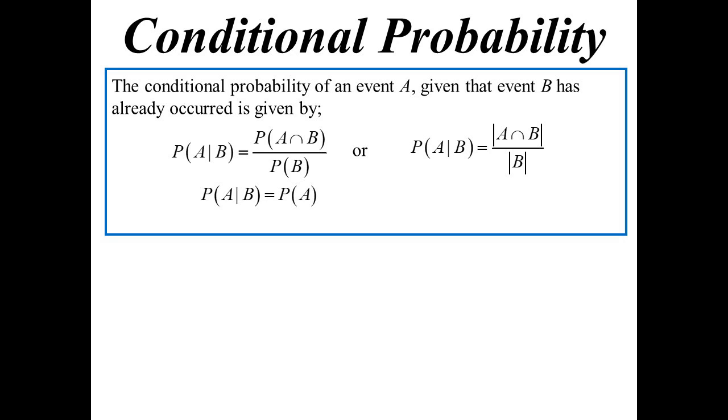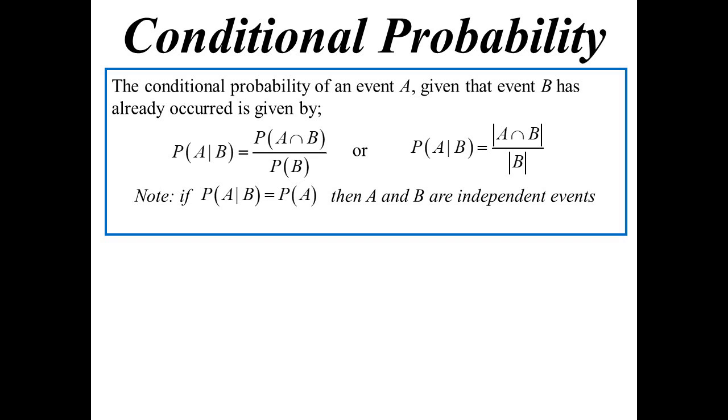The second one is what's already happened. The first one is the probability we're trying to find. And it will equal the probability of the intersection of those two things divided by the probability of B. Or, equally, you could use the number of events if you're looking at the sample space, so the number of events in the intersection divided by the number of events in B itself.